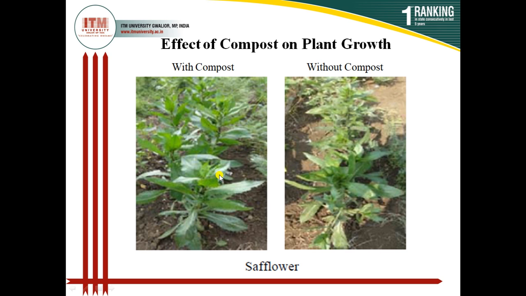Safflower is an oil seed crop. This is the growth of the safflower plant where compost is applied in the soil, and this is the growth of the safflower plant where compost is not applied.